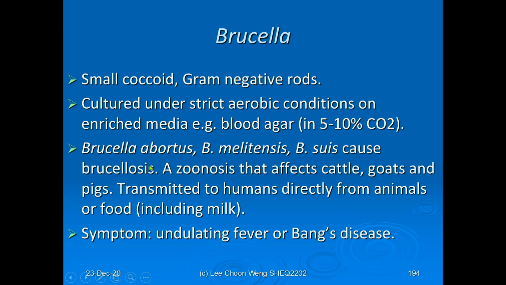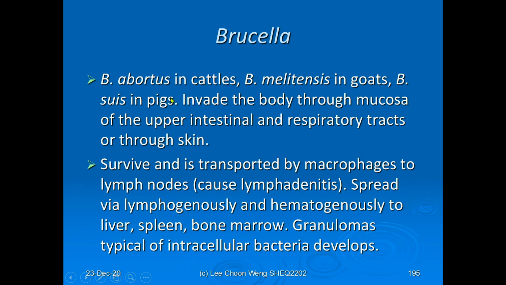So these bacteria form a zoonotic relationship with cattle, goats, and pigs, and then they can be transmitted to humans directly from the animals or indirectly from food, including milk. So the symptoms include undulating fever or Bang's disease. These bacteria invade the body through the mucosa of upper intestinal and respiratory tracts or through skin.